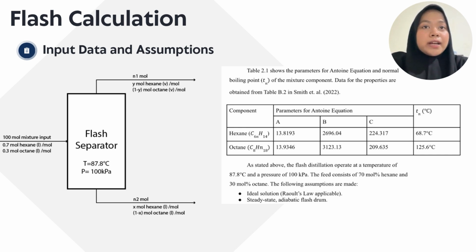The table on the right shows the Antoine constants for hexane and octane that we obtained from Table B.2 in Smith et al. 2022. For hexane, A is 13.8193, B is 2696.04, and C is 224.317, and for octane, A is 13.9346, B is 3123.13, and C is 209.635.